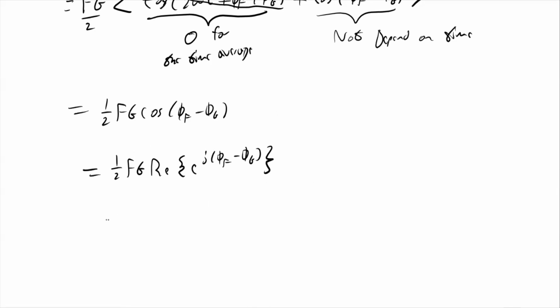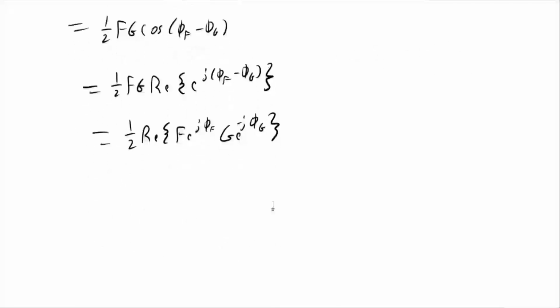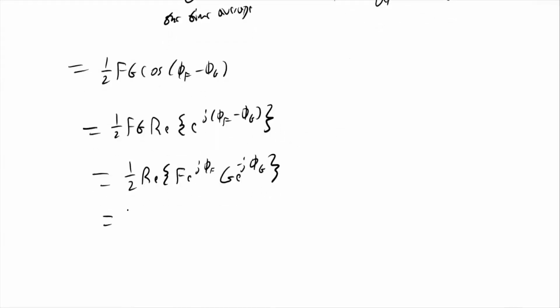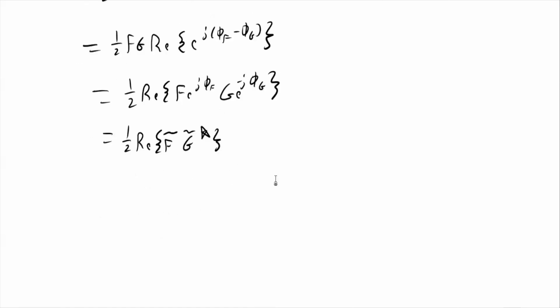If we move f and g inside, we have 1/2 real of f e to the j phi sub f times g e to the negative j phi sub g, which, if you recall our definitions of F tilde and G tilde, is equal to 1/2 real of F tilde times G tilde complex conjugate, because it's a minus there. Now, we could have done this the opposite way, and we would have obtained 1/2 real of F tilde complex conjugate times G tilde. Again, the star means the complex conjugate here.